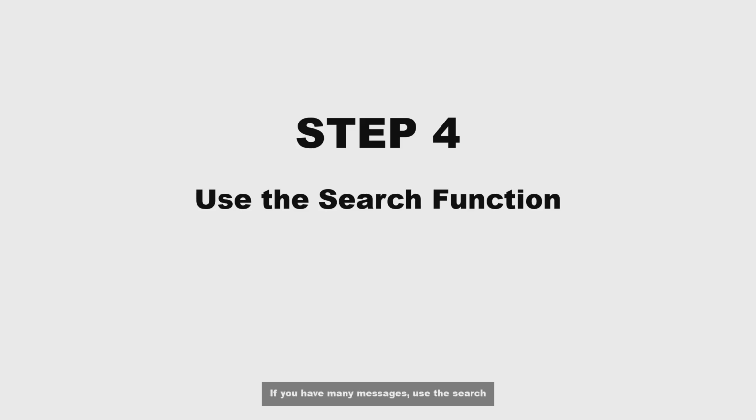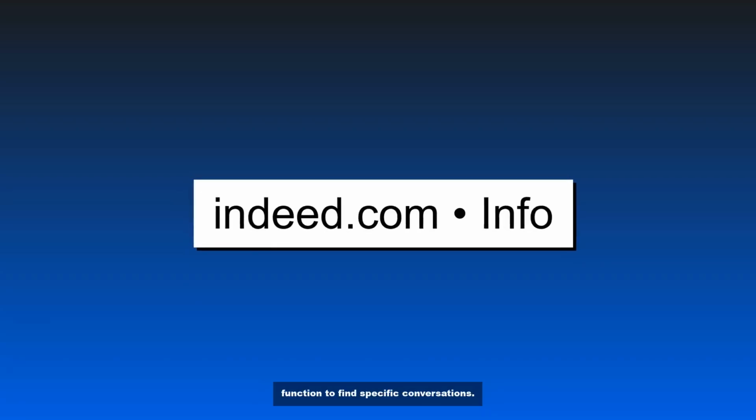Step 4. Use the search function. If you have many messages, use the search function to find specific conversations. Enter keywords or the name of the person you are communicating with to quickly locate the messages you need.